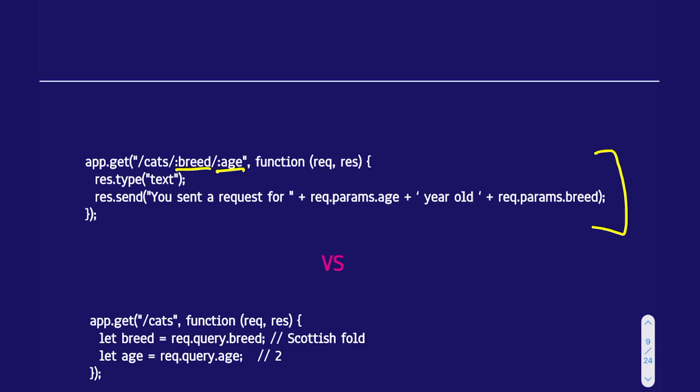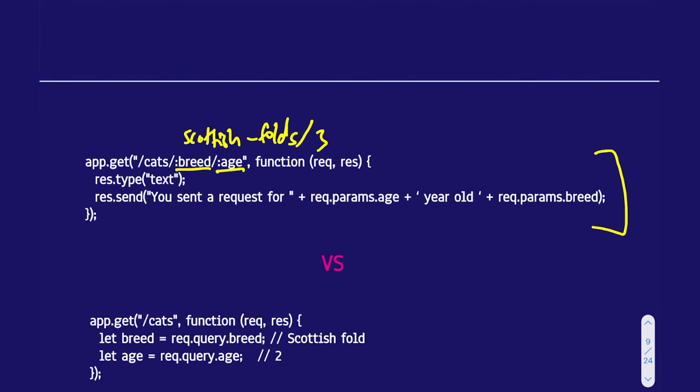So to request this, you would pass in cats and then some sort of breed. I really like Scottish folds. They're these cute little cats that have these little folded ears. You should Google them. Let's say we pass it in as a string with a dash through it. Then you say the age of the cat that you want to see. Maybe this sends you back pictures or something, so let's say 3.